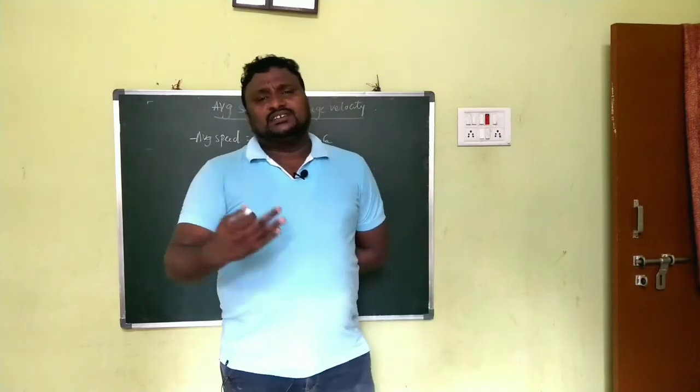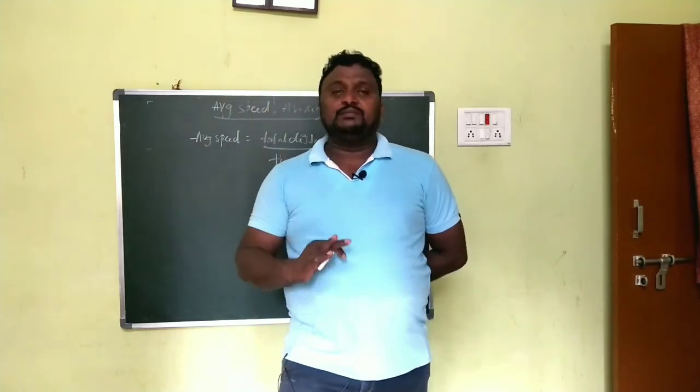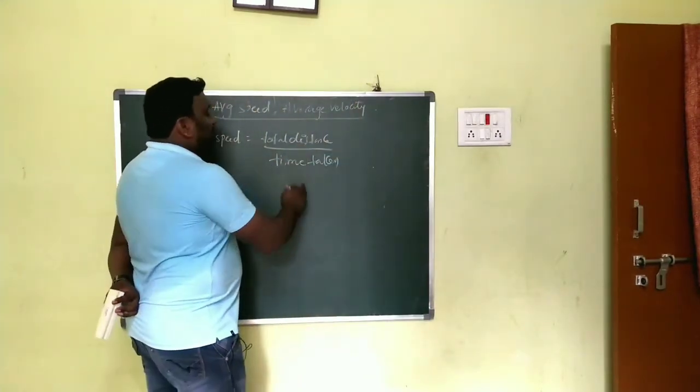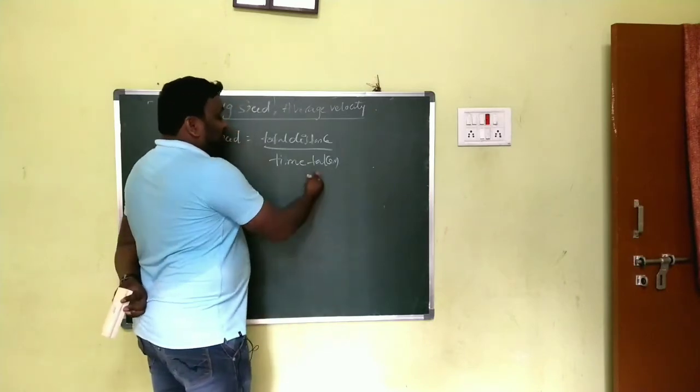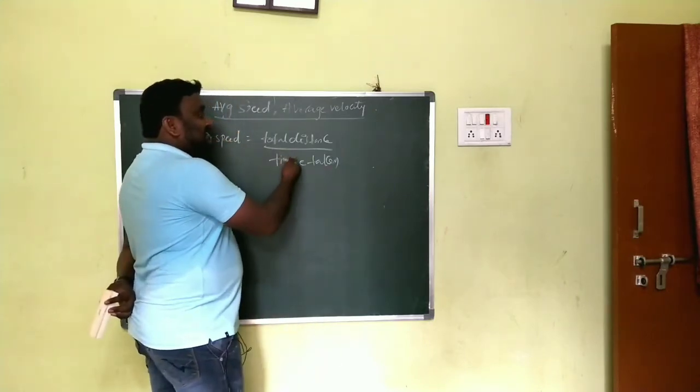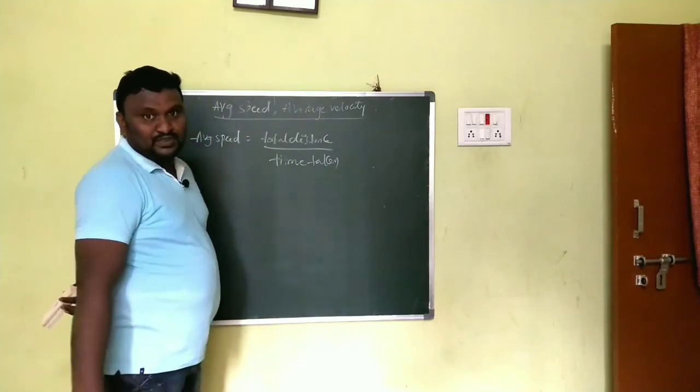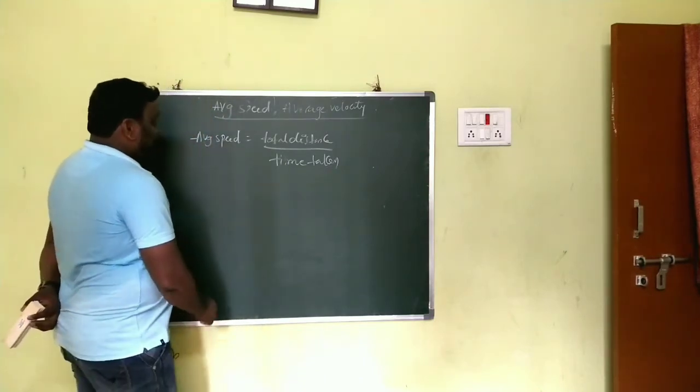The units of average speed and speed are the same. For distance, you have the meter in SI, and time is the second, so the unit is meter per second. In CGS, it is centimeter per second. Clear, children?